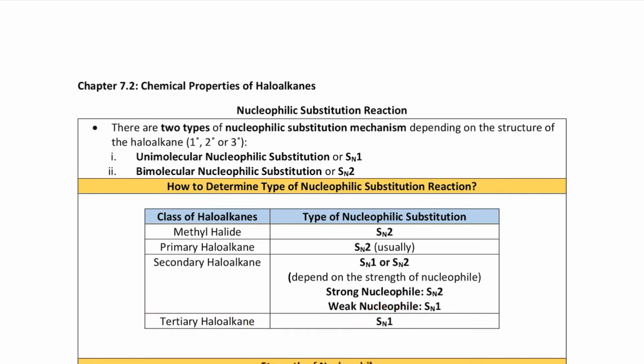Sebab yang tadi lah. Sebab reason relate back to stability of carbocation. Okay, since tertiary carbocation is the most stable, that's why they undergo SN1 lah. Okay, and then secondary boleh juga SN1, tapi depend on the strength of nucleophile. Okay, tapi kalau kamu tengok primary dengan methyl halide, kebanyakan SN2. Sebab carbocation yang terhasil dekat primary dan methyl ni tak stabil. Okay, so dia tak prefer undergo SN1.